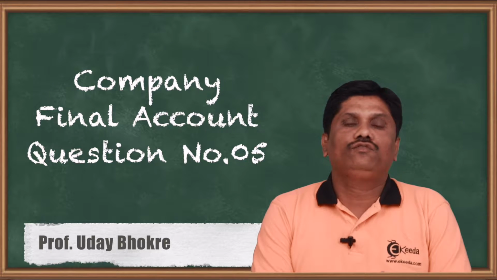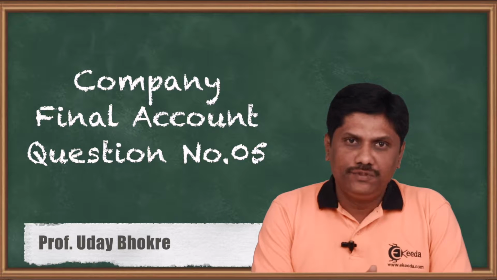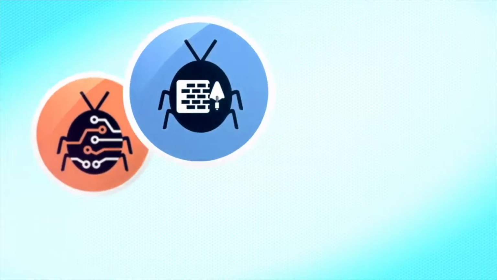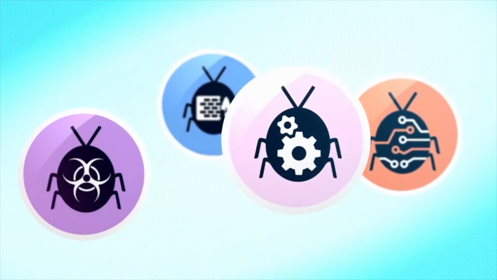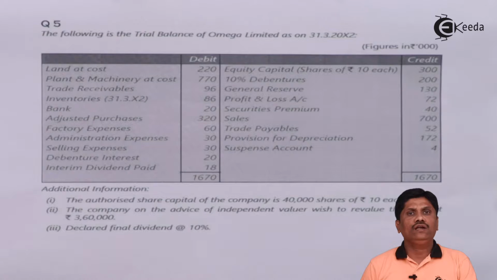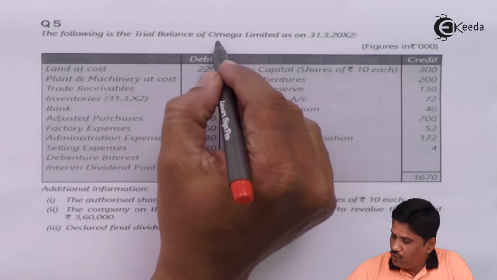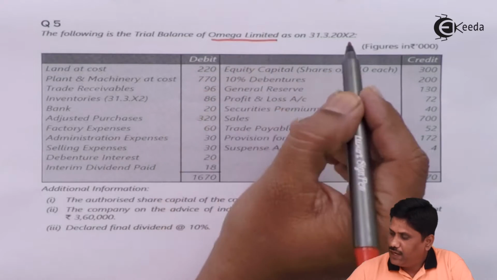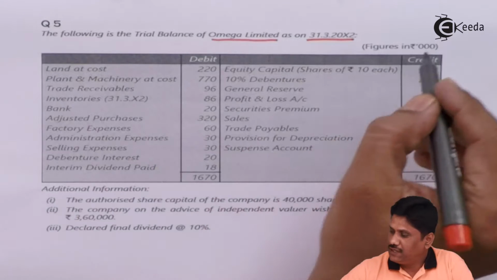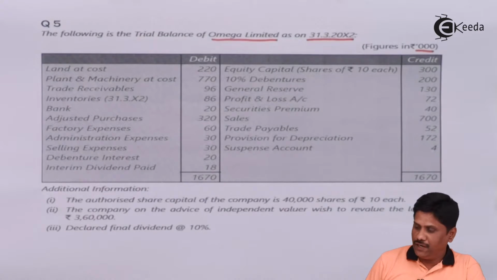Today we are going to learn for CA Intermediate Company Final Accounts topic, Accountancy subject, question number 5. Let's read the question. Following is the trial balance of Omega Limited as on 31st of March 20X2. Figures are given in thousand. We have to go through the trial balance.